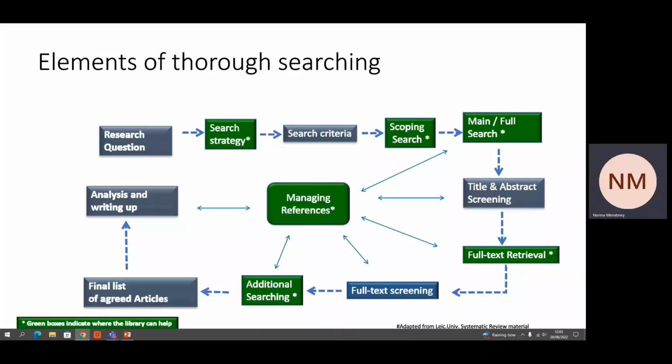This final slide explains the process that's involved for searching systematically in the context of the whole process of systematic reviews. You'll see the green areas refer to areas that the library can help with, and we'll discuss these in detail in the next recordings.